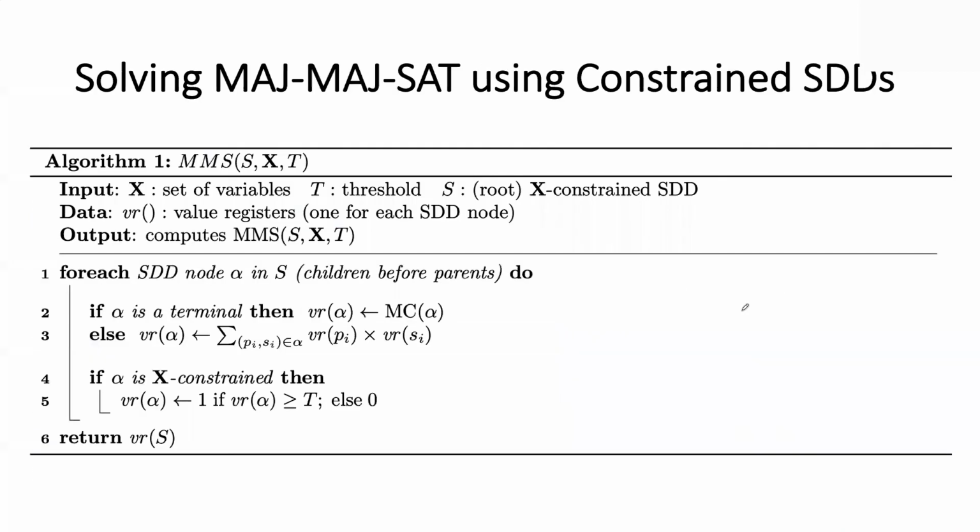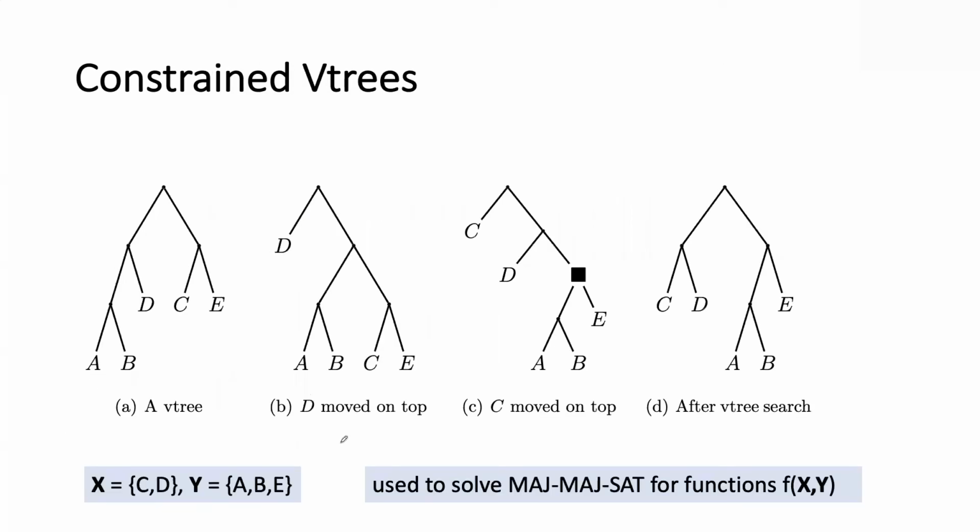Now, this is the code, okay? And a lot of it is just setup, right? It's just really doing a pass over the SDD node children before parents and doing simple computations. Okay, we're not going to do this. But that leaves the question of how do I get an X-constrained Vtree?